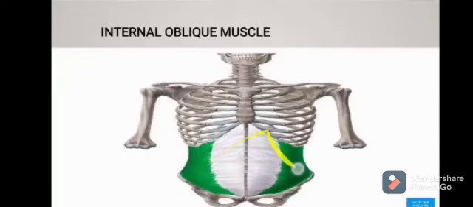This is the internal oblique muscle. Unlike the external oblique muscle, internal oblique muscle originates from below. It originates from the iliac crest, from the inguinal ligament as well as pecten pubis, and its fibers move upward and medially. Again, in the midline there is aponeurosis, and here you can see that they are just extending to the lower two ribs. The insertion is in the lower two ribs, so they are not crossing the costal margin, unlike external oblique muscle.